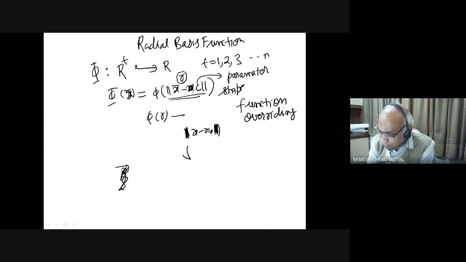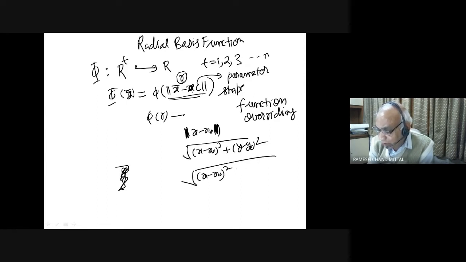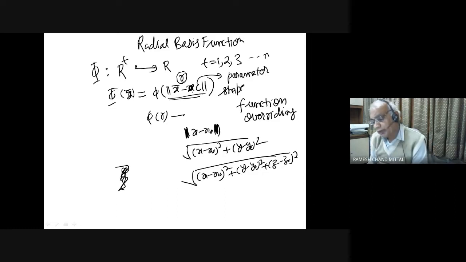If I go to two dimensions, my distance will be x minus x naught whole square plus y minus y naught square. And if I go to three dimensions, my distance will be x minus x naught square plus y minus y naught square plus z minus z naught square. So the definition of distance will be changing with the dimension.